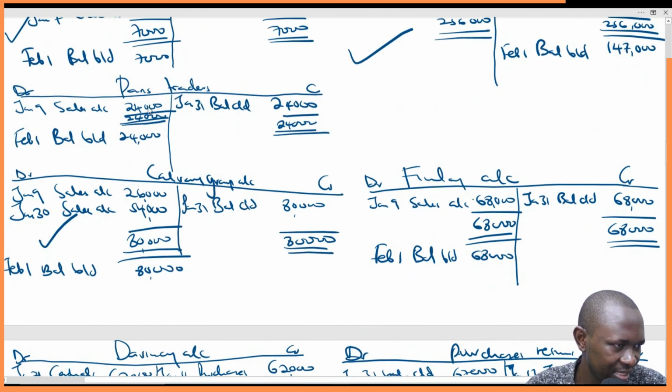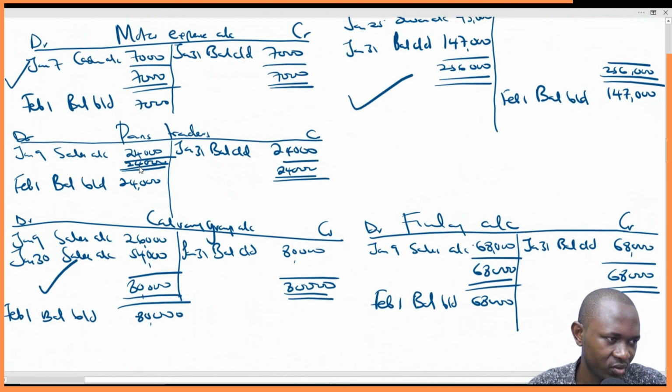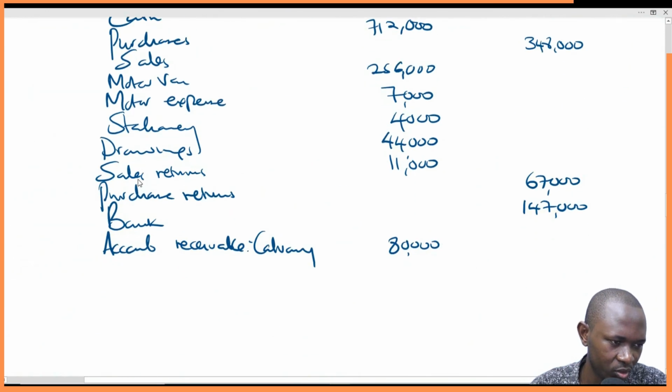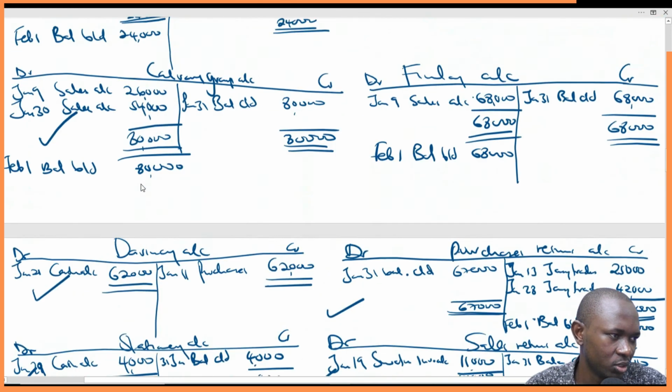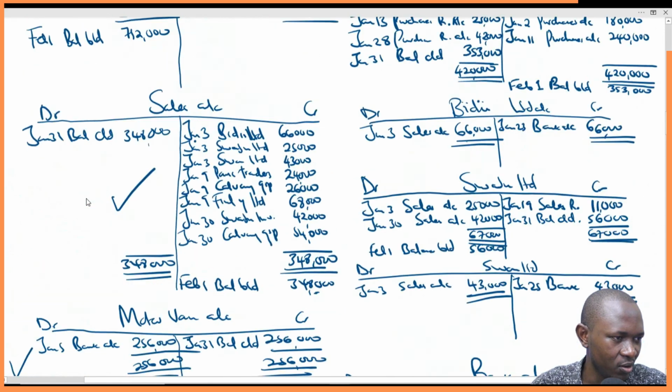Then there's this Paris Traders. Paris Traders is also a debtor. How do you know that? You just look at whether it's debit or credit. You can see the transaction was on the debit side. So balance brought down 24,000. Paris Traders 24,000 on the debit side, like that. Good. So we are done with Paris. We need to give this a tick. So I think we are done with the whole of that side.